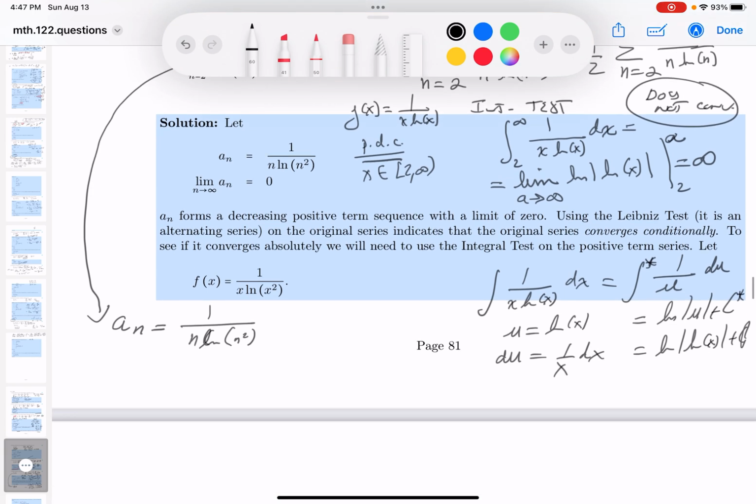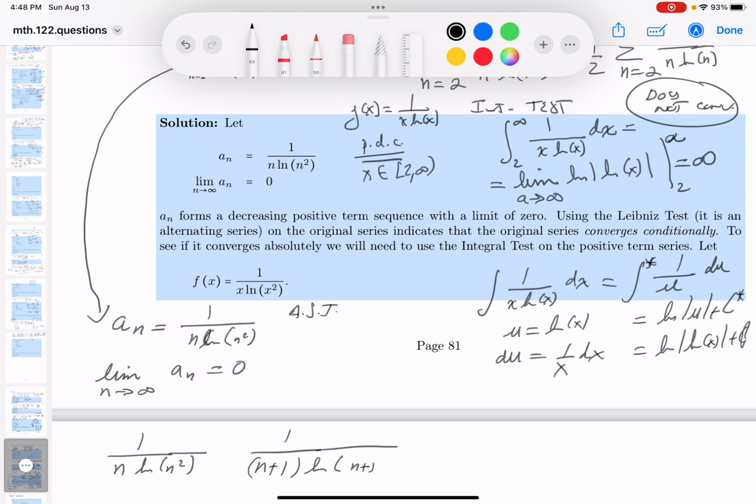What do I want to do over here? A couple things. One thing I'll do: I'm using the AST test, or the Leibniz test. The limit as n goes to infinity of a_n is 0. That's good news. What's the next thing I want to do? That it's decreasing. So 1 over n, ln n squared, and write the other term down, the one up from that: 1 over n plus 1, ln of n plus 1 squared. And what do I want to show? That this one is bigger than that one over there.